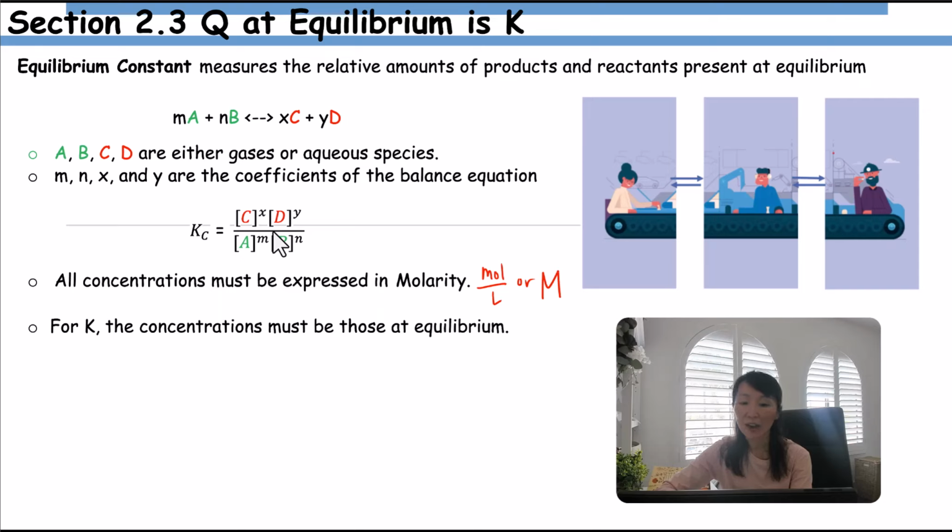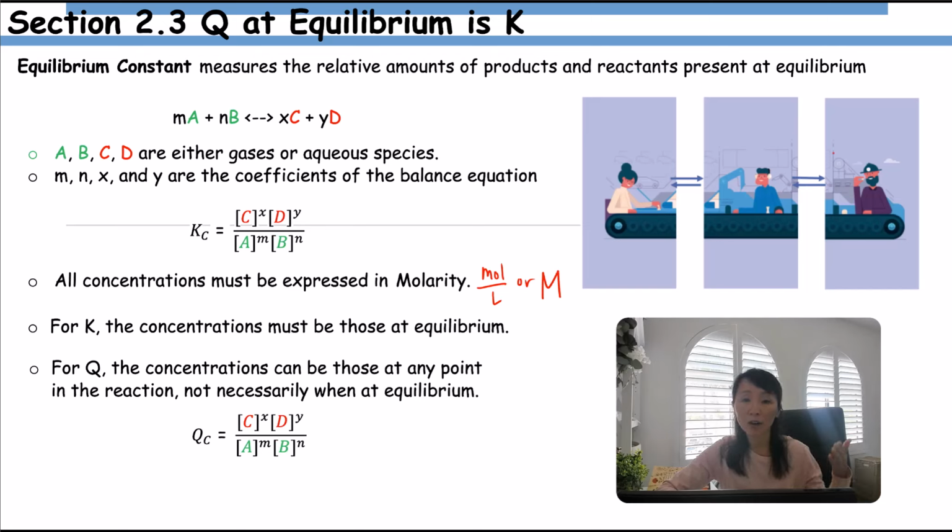Now, the K concentration must be at equilibrium. It can't be any other point in time. It can't be in the beginning of the reaction, or smack in the middle, but it tends to be when it has reached equilibrium. If it's in any other point than the equilibrium, then we are trying to look at the reaction quotient, which is Q. And so Q is equal to the same thing as Kc. It's just that the values of the CD and the AB will differ.